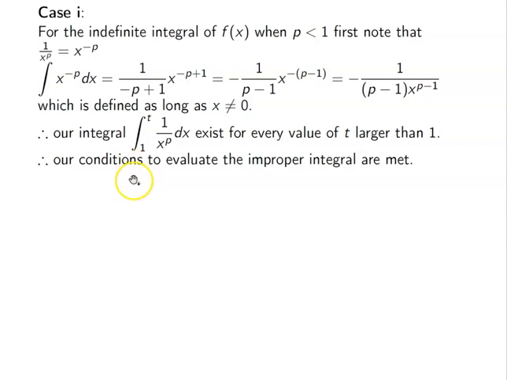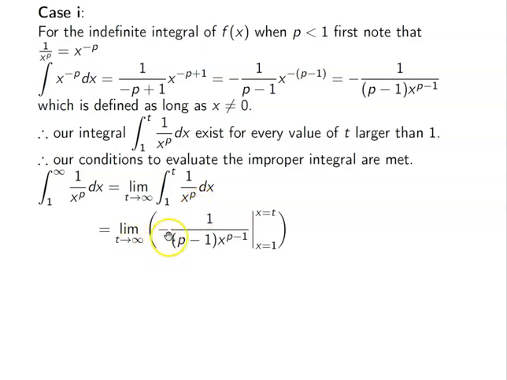So our conditions to evaluate the improper integral are met, so that means that I can do that little fancy smashy thing of looking at the limit when I integrate this. So the integral from 1 to infinity of 1 over x to the p dx is the same as the limit as t goes to infinity of the integral from 1 to t of our function. Okay, so we already found what this looks like when I integrate it. Okay, we already did that work.